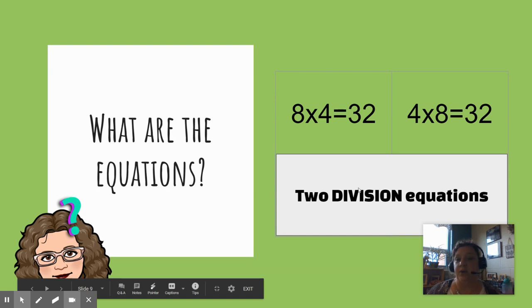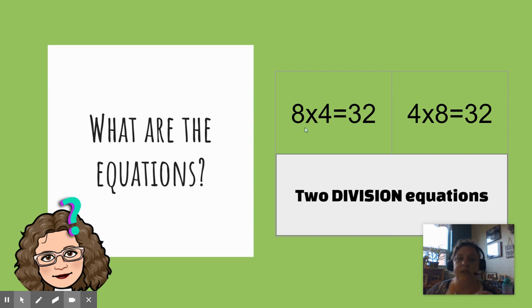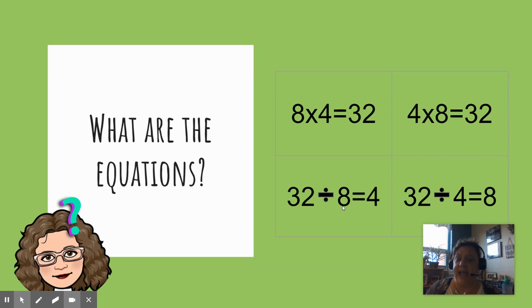So what was our big number on this problem? 32. Yes, it's 32. So it's going to be 32 divided by one of our numbers, and then 32 divided by the other number. So 32 divided by 8 equals 4. And we can reverse these two. 32 divided by 4 would have to equal 8. Remember how division works. 8 times 4 gives us 32. 4 times 8 gives us 32. Okay?